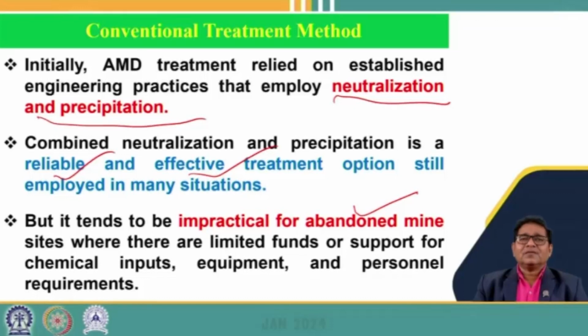So this conventional technology for neutralization and precipitation, because it involves addition of chemicals, requires a lot of funds, and because of limited fund availability, the management of acid mine drainage in the abandoned mine using this conventional treatment practice is not very suitable. So this is mostly practiced in the active coal mines where the problem of acid mine drainage occurs.